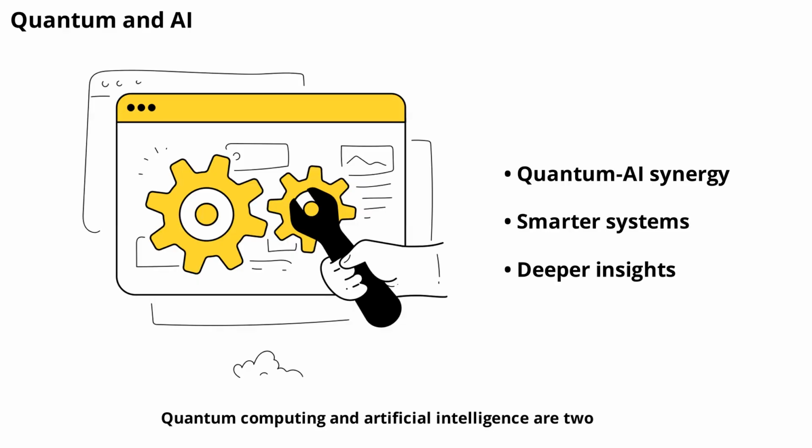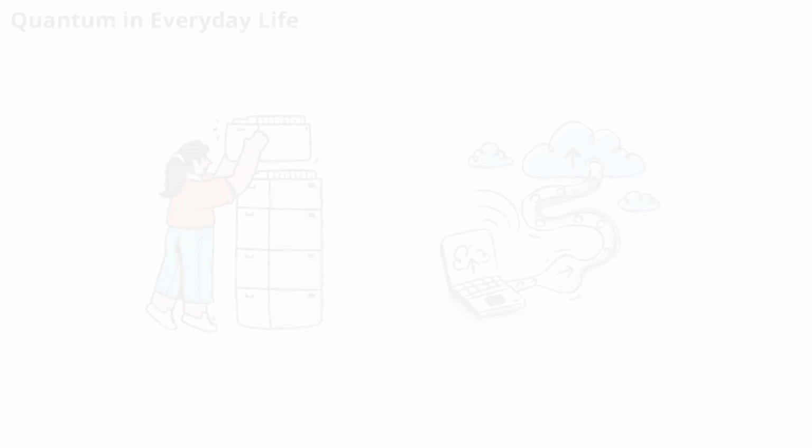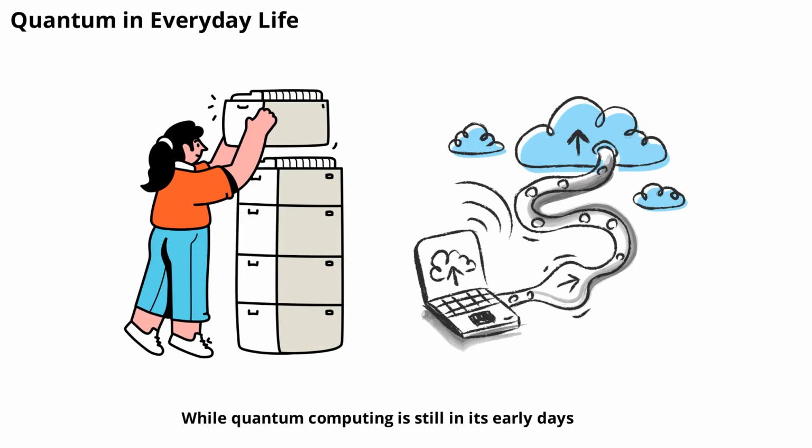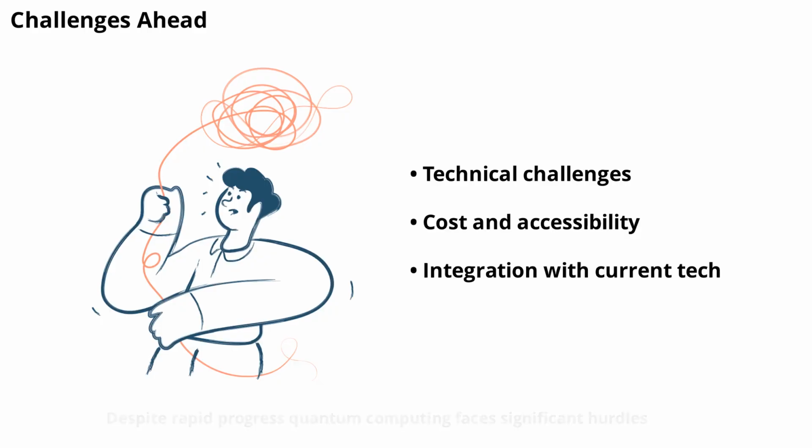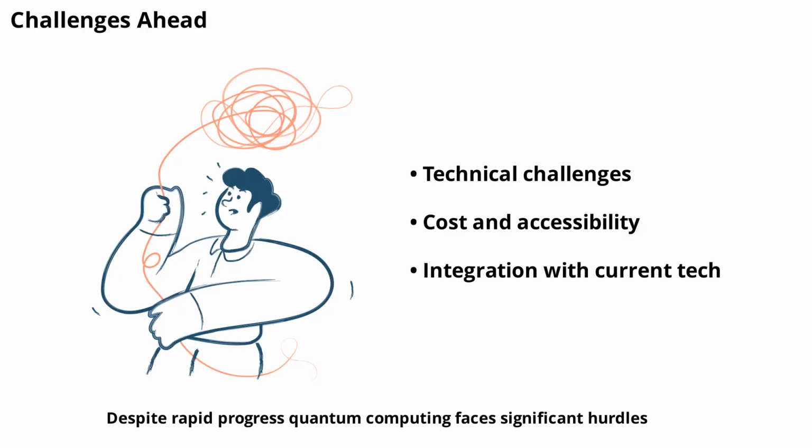Quantum computing and artificial intelligence are two of the most transformative technologies of our time. Together, they could unlock new capabilities in data analysis, optimization, and decision-making, leading to smarter systems and deeper insights. While quantum computing is still in its early days, its impact could eventually touch many aspects of daily life. From more secure communications to faster drug discovery and smarter logistics, quantum technology has the potential to transform industries and improve lives.